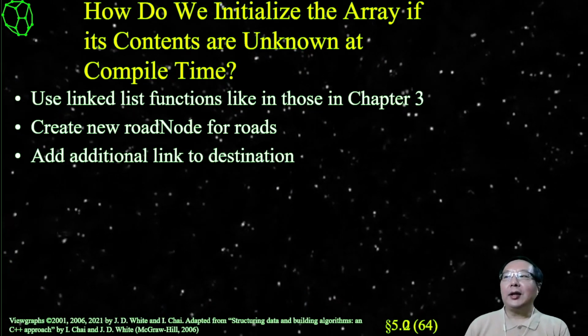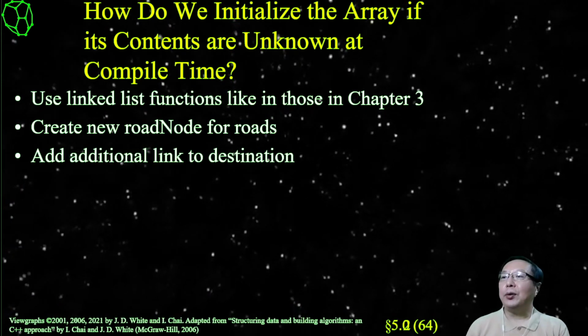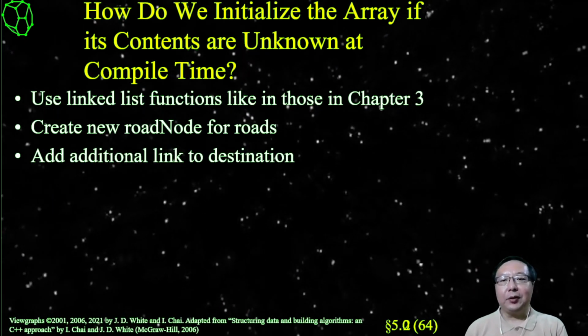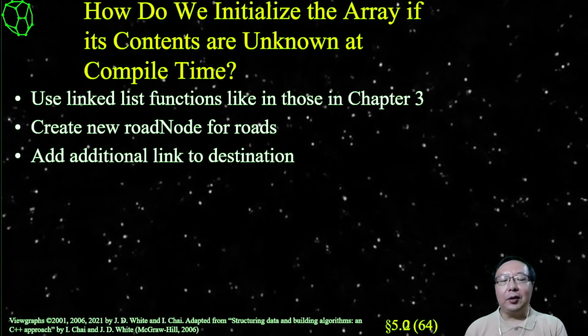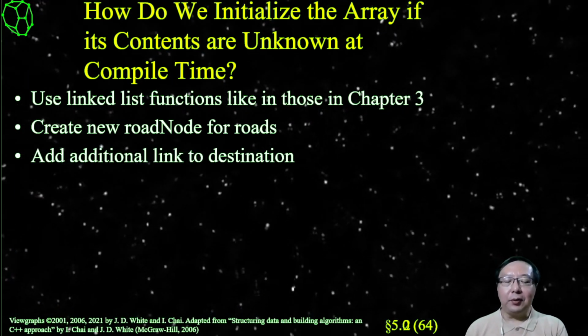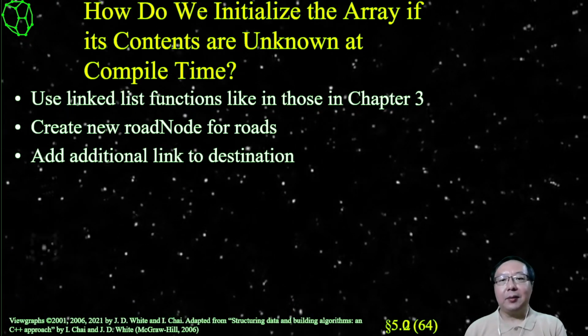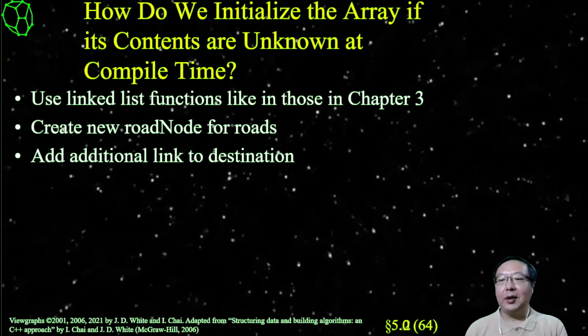How do we initialize the array if its contents are unknown at compile time? Well, we'll need to use linked list functions like those in chapter 3 and create a new road node for the roads and add additional links to the destinations as we read them from the file or whatever it is you're reading from.